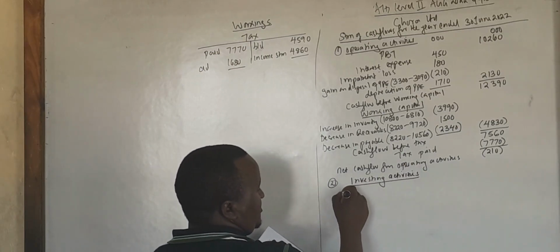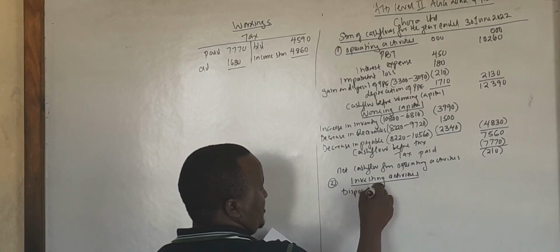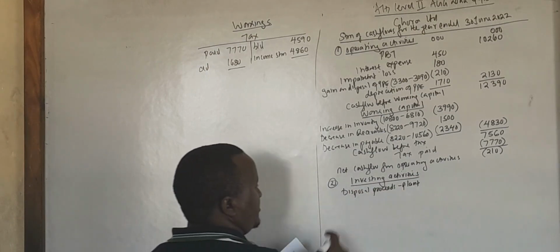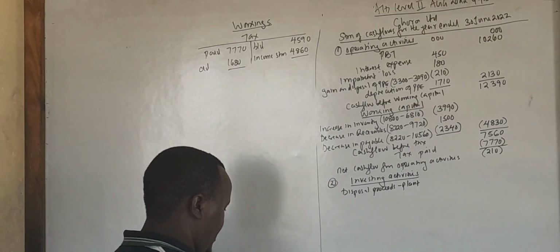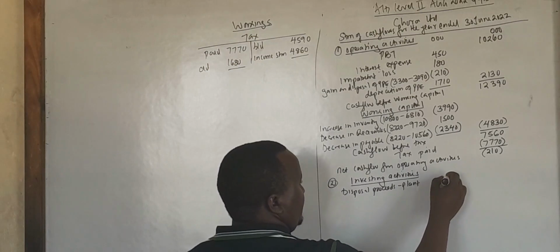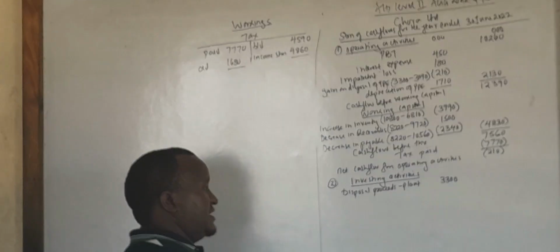We have the disposal proceeds for the plant. We sold it at what? Note number 3, we sold it for 33. So that's what we received. Yeah, we sold it for 33.